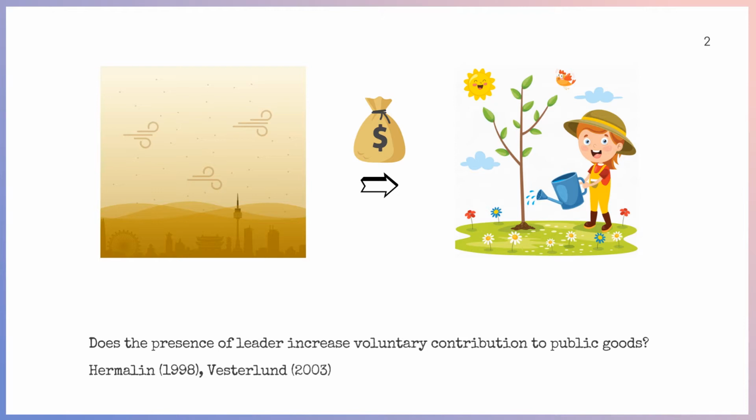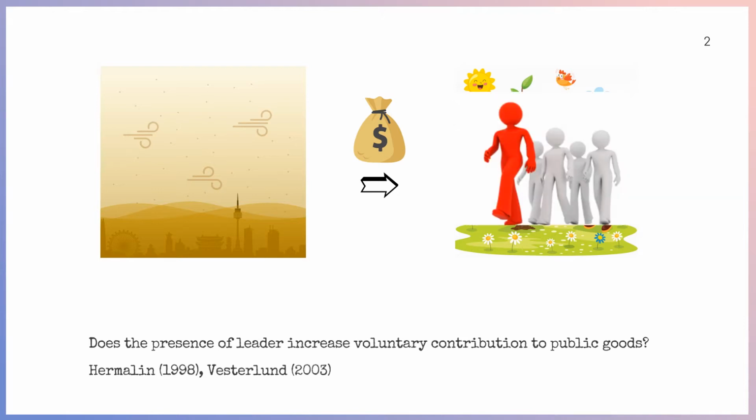Then add another condition. What if one person takes the lead and contributes first? Does the presence of a leader increase voluntary contribution to public goods? For that, there are lots of field experiments supporting the argument that leading by example may increase total contributions to public goods, such as Andreoni in 1998 or Vesterlund in 2003.